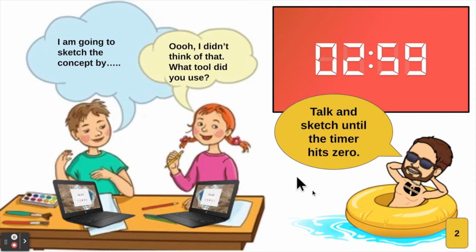So the second part here is when they have 3 to 4 minutes to do some partner talk while they sketch. So they're talking to each other with their Chromebooks open and kind of game planning how they may sketch it. This is a good scaffold for English learners and kids who still need a little bit more help with the concept.